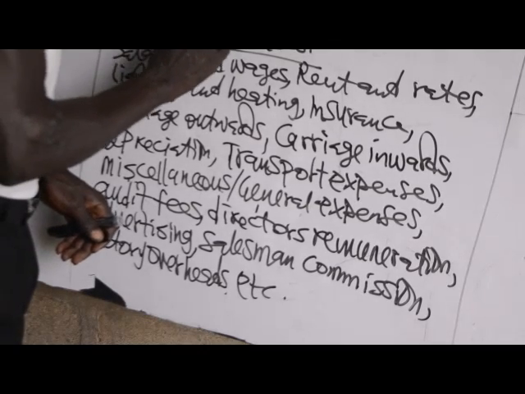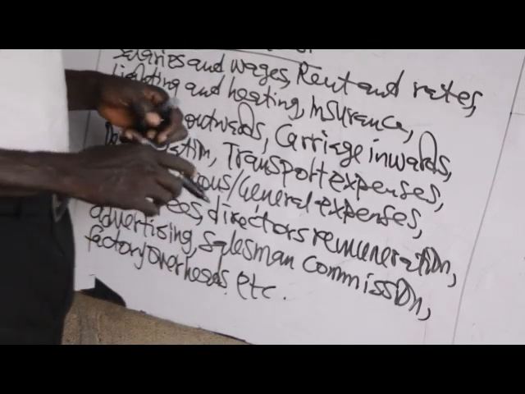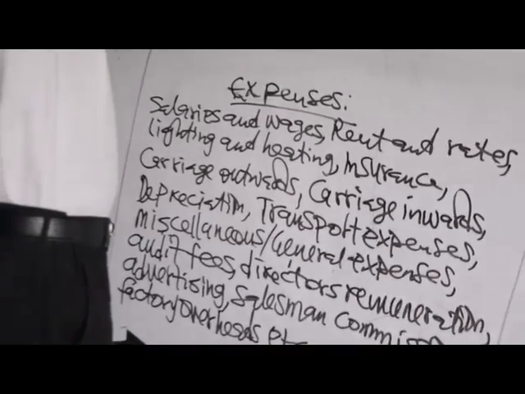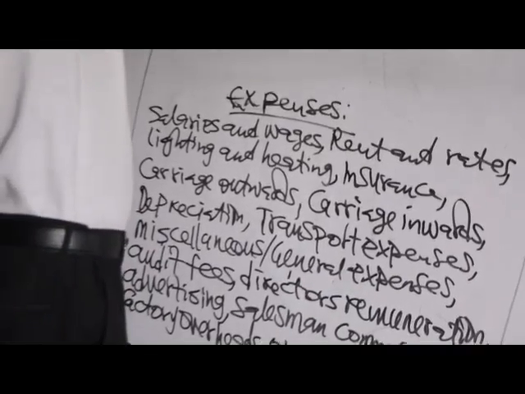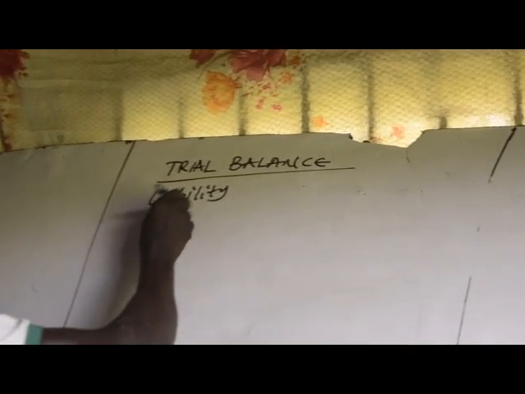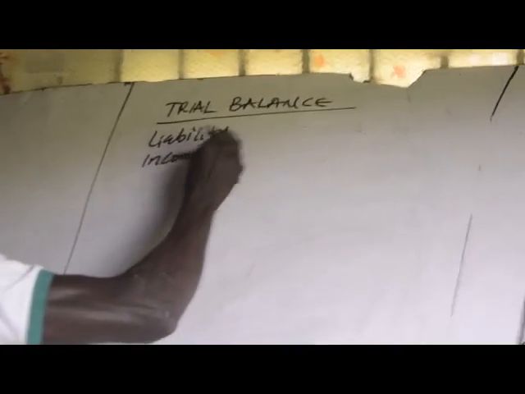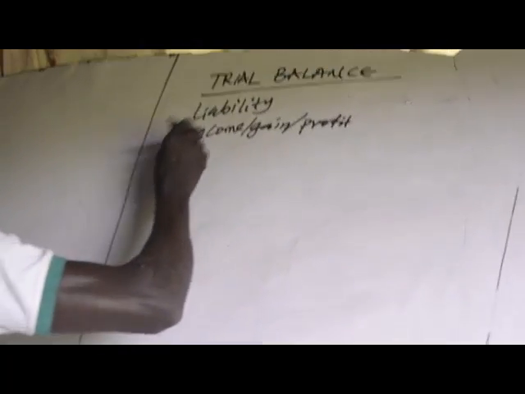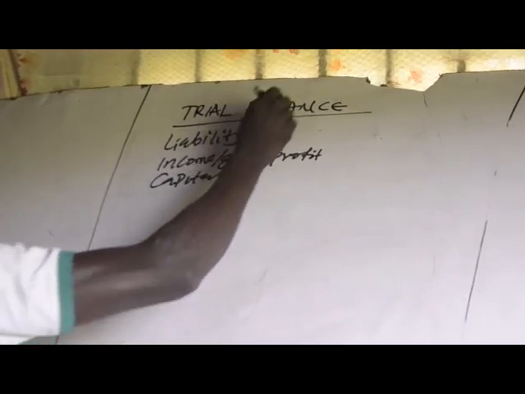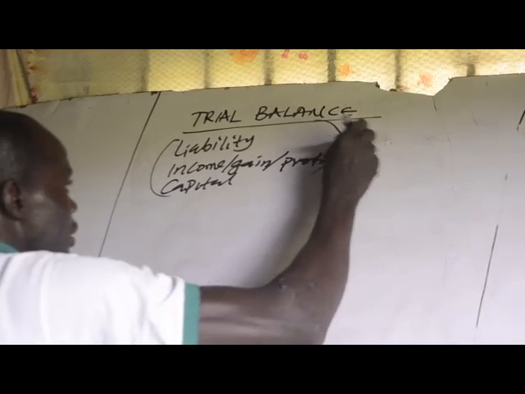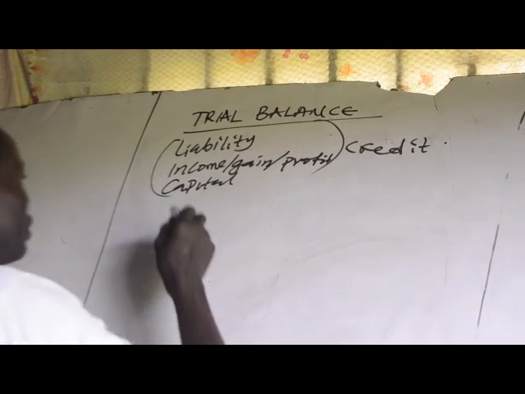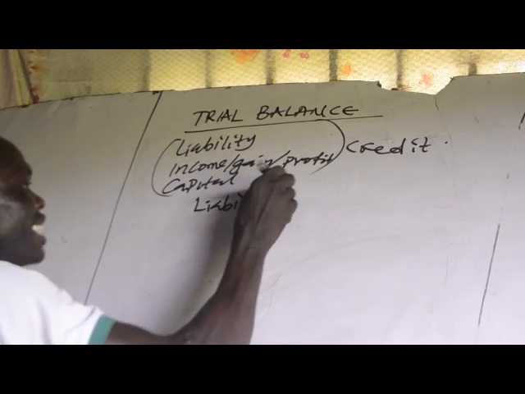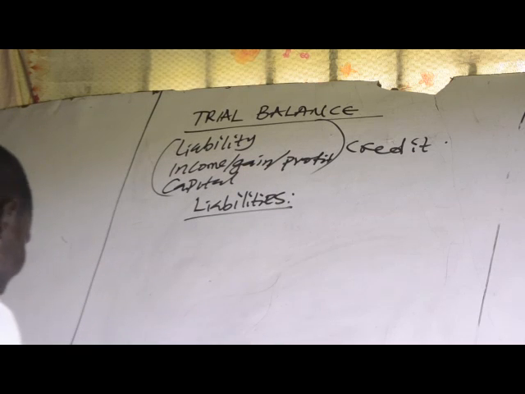I've told you that all expenses should be debited. Assets and expenses, I said they should be debited. Now, at the credit side, I said liability, income, or gain, or profit. I said these items should be credited. Then as well as the capital. This item should be credited. What are liabilities? Liabilities are the debt owed by the business.